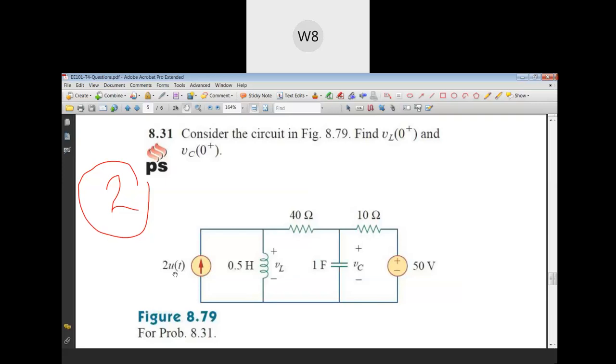So at the t equal to 0 moment, this current source will come into existence, and it will also start having influence on the circuit. Our goal is to find out the voltage across the capacitor and the voltage across the inductor when this current source comes into existence, that means at the 0 plus moment. So try to find out these two quantities. Across the capacitor, it is coming out to be 40 volts. Yes, that is correct.